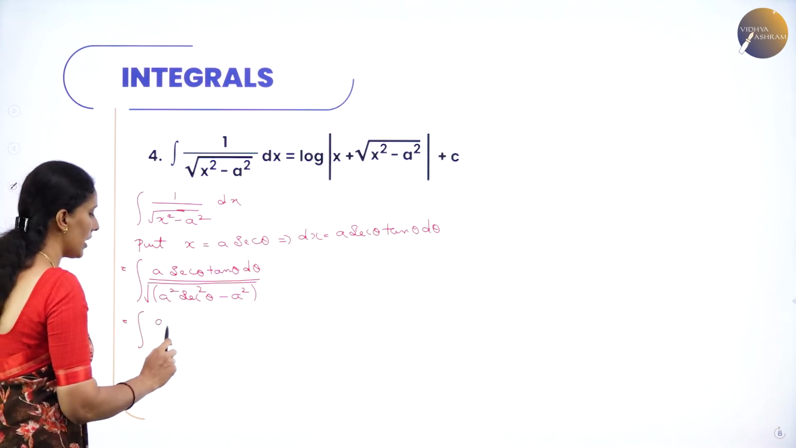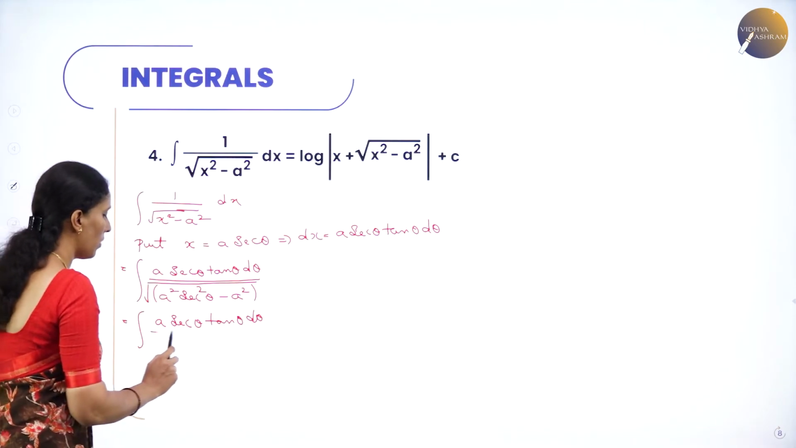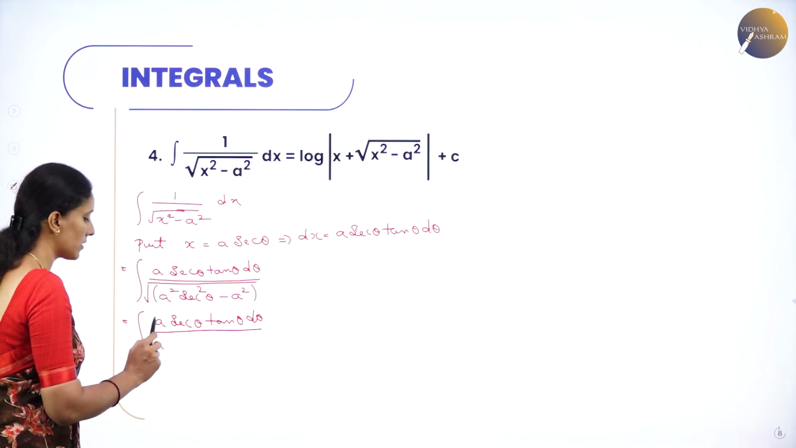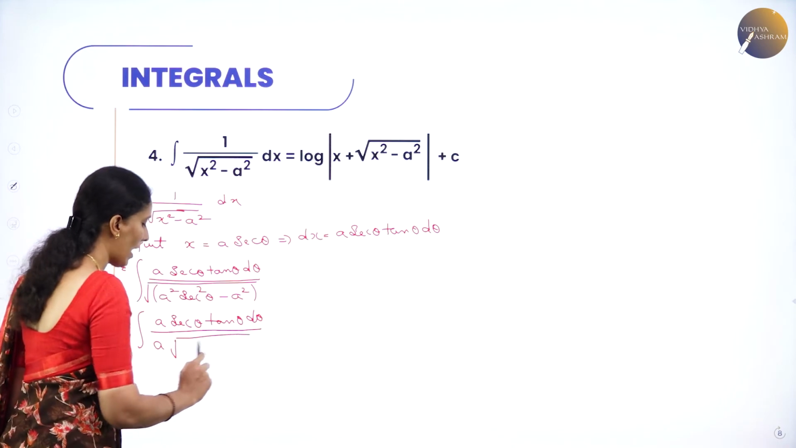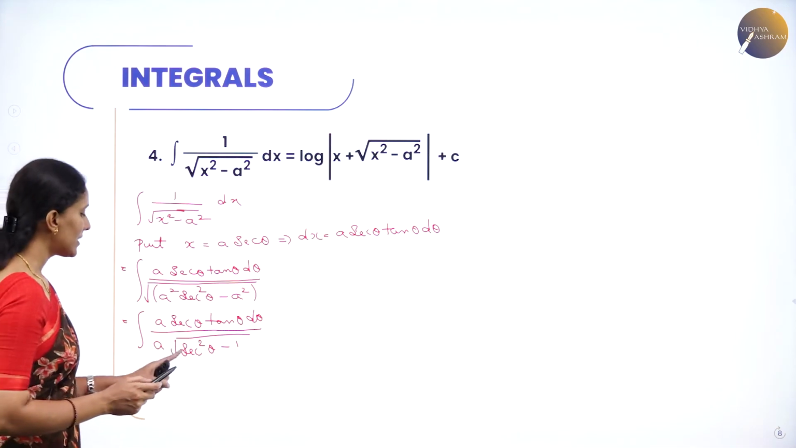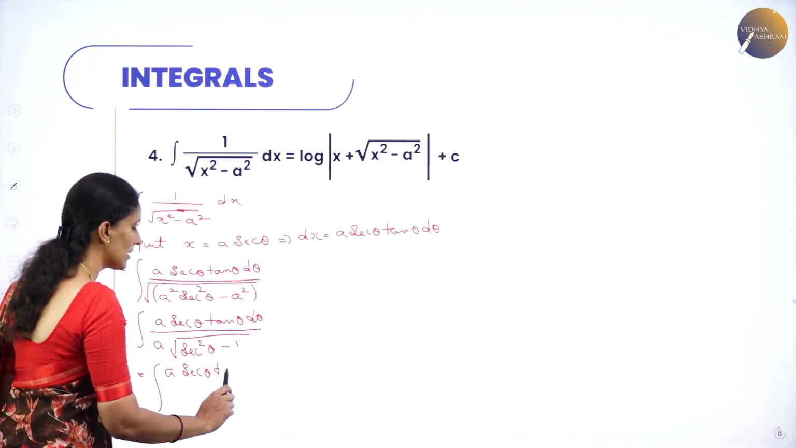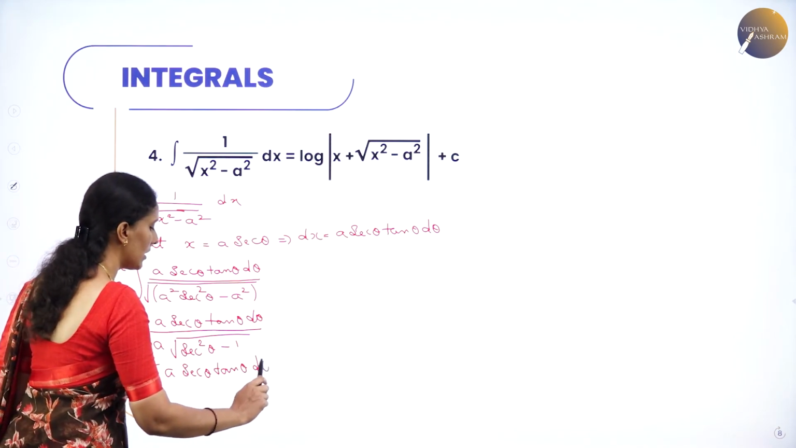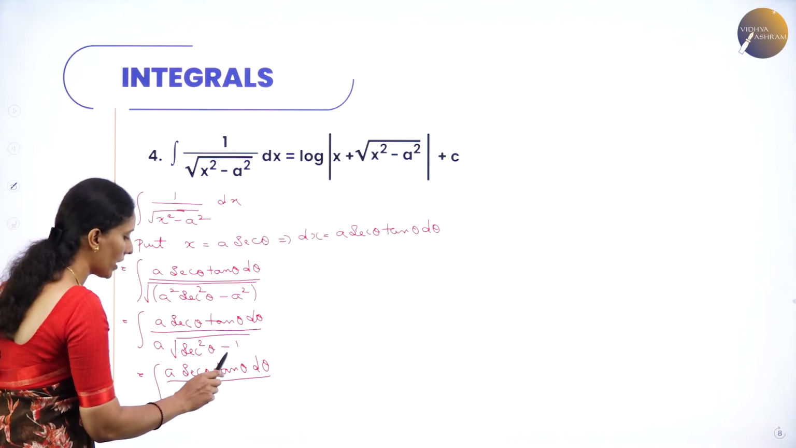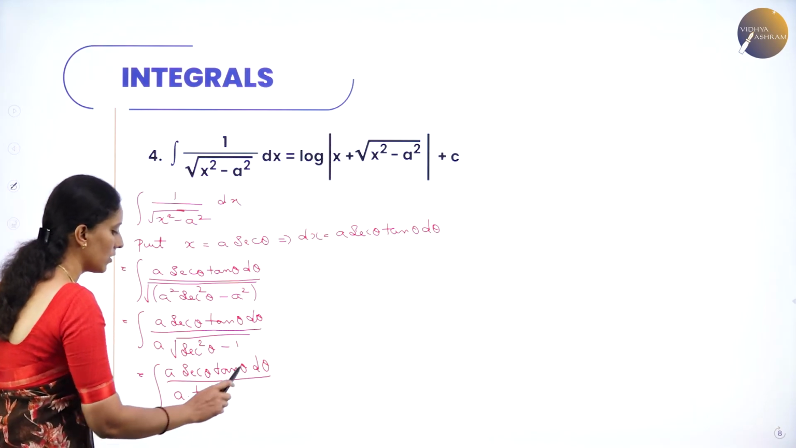So now we have a secant theta tan theta d theta, whole divided by, if you take a square as a common factor and take it outside the square root, it becomes a, and inside the square root you have secant square theta minus 1. But what is secant square theta minus 1? It is tan square theta. Now under the square root you have tan square theta. So it is a secant theta tan theta d theta, whole divided by a into tan square theta within the square root, and the square and square root get cancelled. So we are left with tan theta.